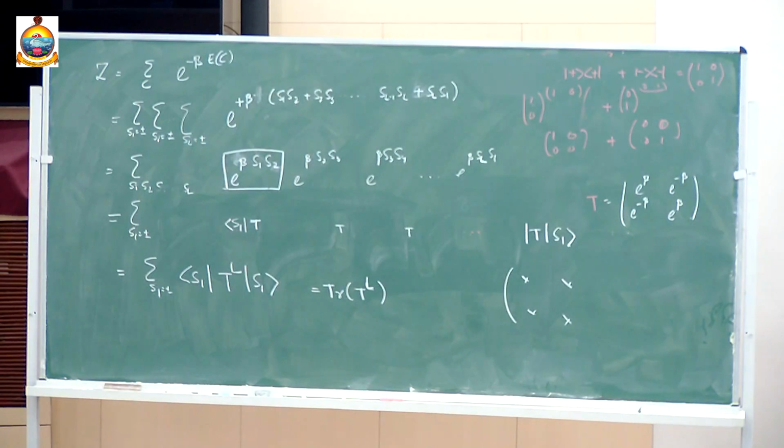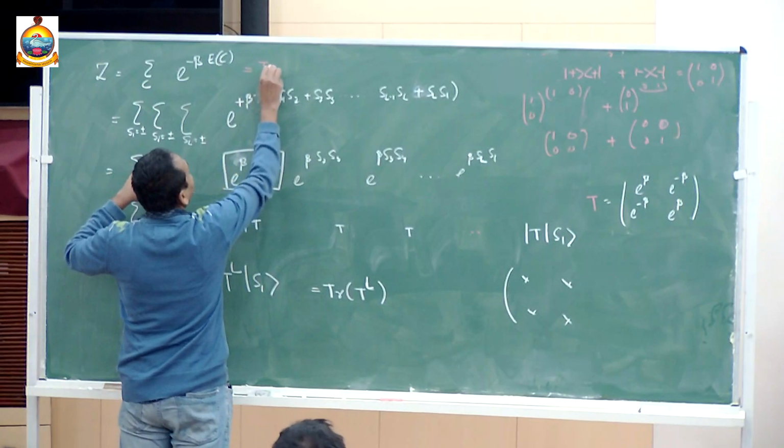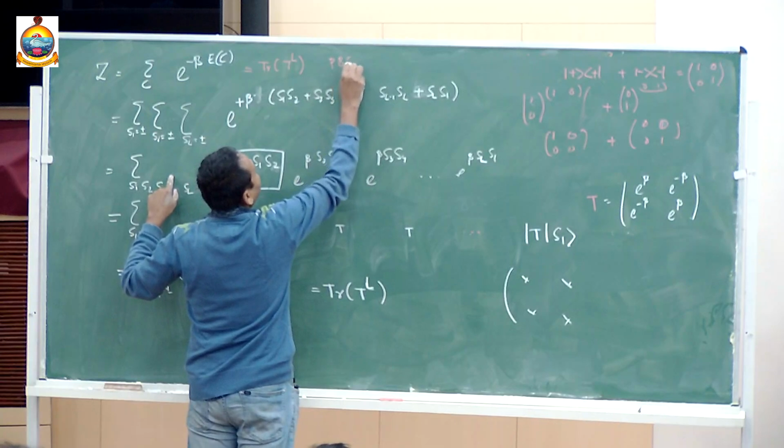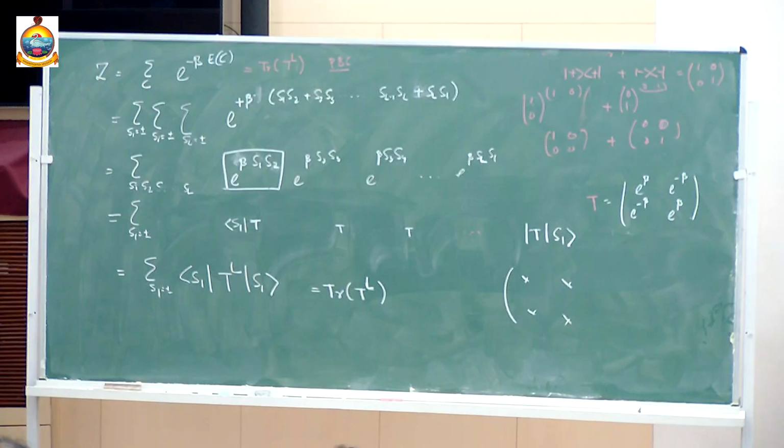So if you want to do that, let us do this. For the periodic boundary condition, we find that this is trace of T to the power L, for periodic boundary conditions, or on a ring. Okay, so this is what we find. So now try to find it in an open boundary condition.